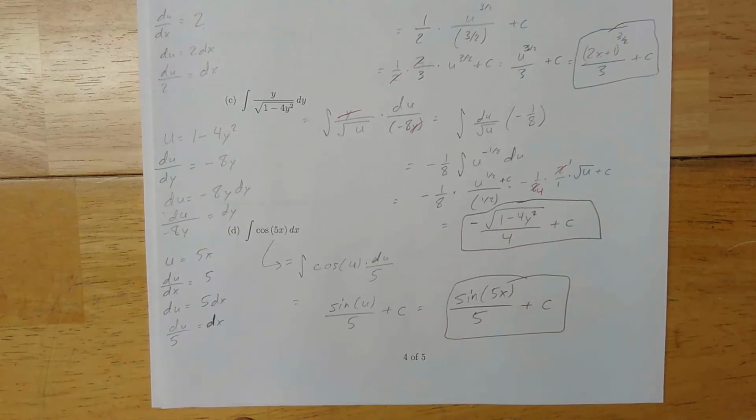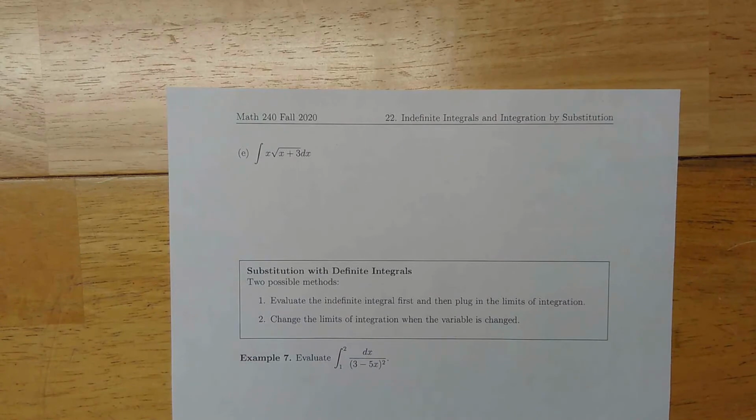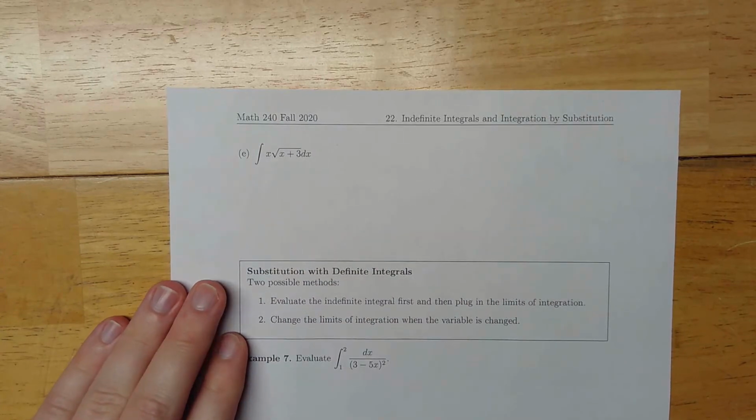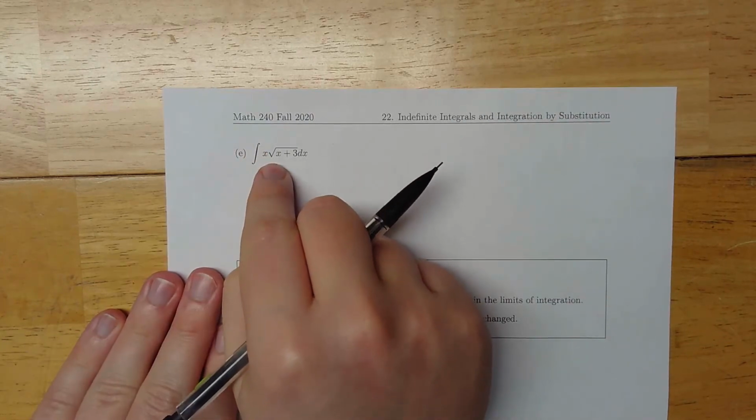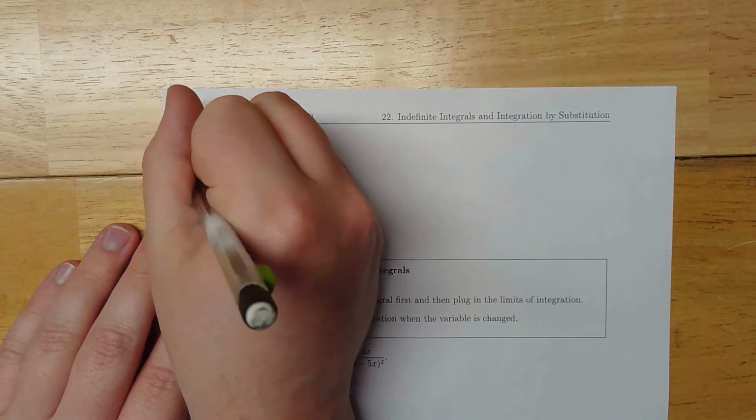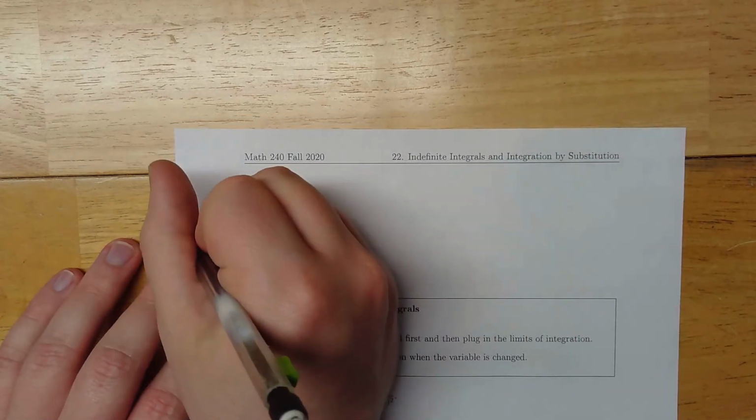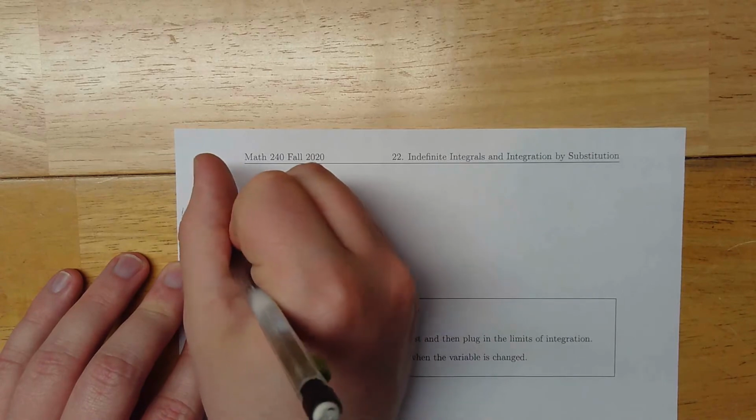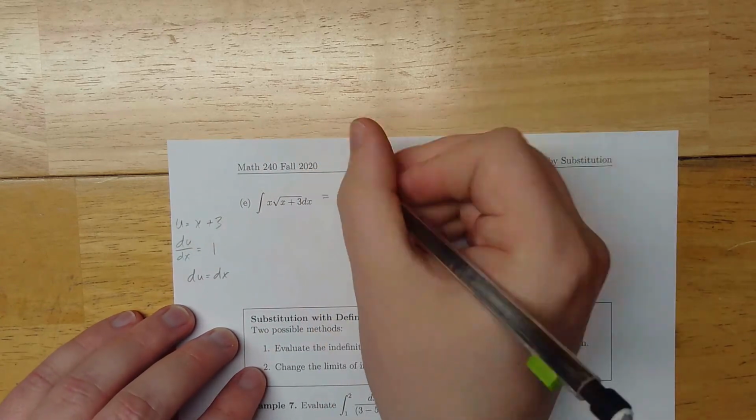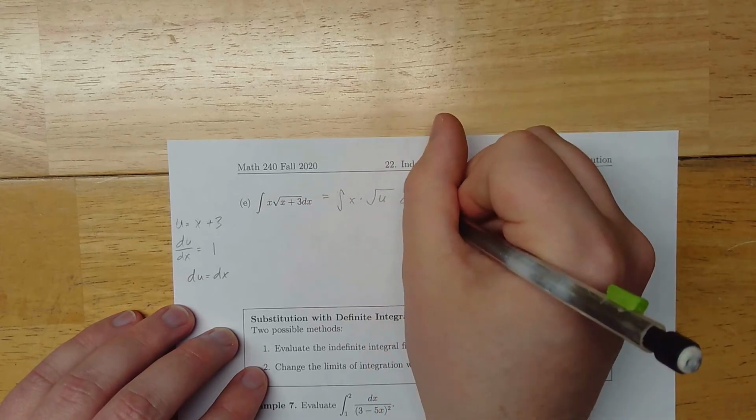Okay, one more indefinite one, and then we'll talk about how we do substitution with definite integrals. All right, so we've got this function right here, and this will be a little bit tricky. So normally we're going to choose the thing under the square root as u. So u is going to equal x plus 3. If u equals x plus 3, then du dx will equal 1. And that means that du will equal dx. Okay, great. So that means this is the integral of x times the square root of u du.